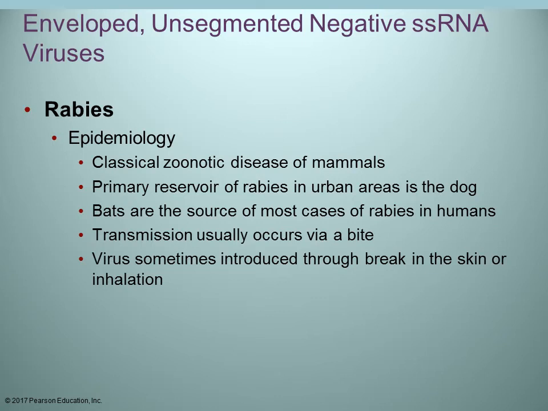The main reservoir of rabies depends on where you're living. In urban areas, it's often in dogs. Bats can serve, usually most mammals can serve as another reservoir of rabies. As I said earlier, transmission usually occurs by bite. So you have a break in that skin.